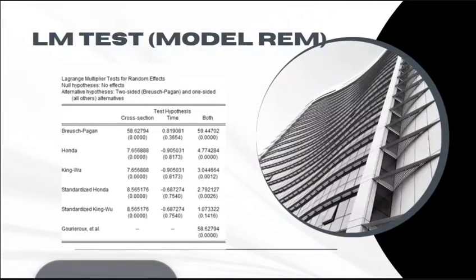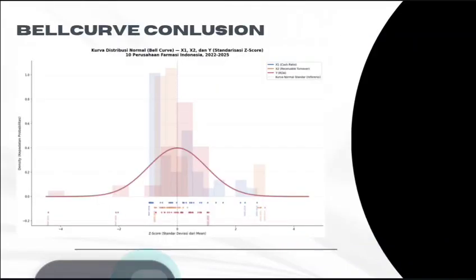And this slide presents the full Lagrange multiplier test for random effects, including the Breusch-Pagan, Honda, King-Wu, and other variants. The cross-section test statistics are highly significant, confirming that individual company effects are statistically meaningful and shouldn't be ignored.